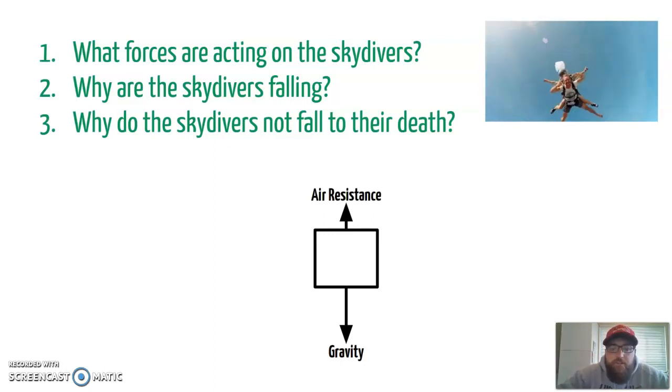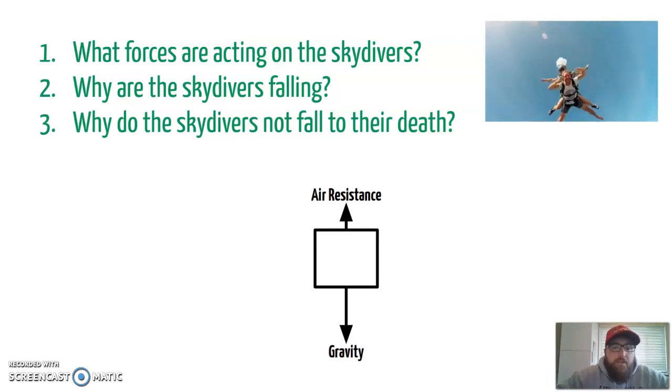Air resistance, I drew that arrow purposefully smaller or shorter than the arrow for gravity because these guys are moving. That means that one of the forces acting on them is going to be stronger than the force counteracting it. So the gravity force is stronger than air resistance, thus they fall downward. That answers number 2, why they are falling.